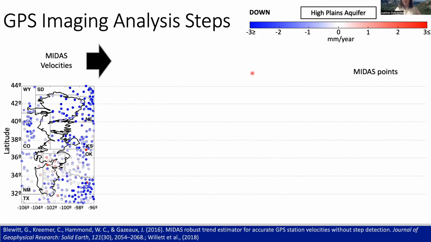So we first use the GPS imaging technique to analyze vertical land motion of the High Plains Aquifer region. The first step is we estimate velocities from GPS time series for each of the 379 GPS stations using MIDAS, a robust trend estimator that estimates trends insensitive to the effects of outliers, seasonality, and undocumented steps.